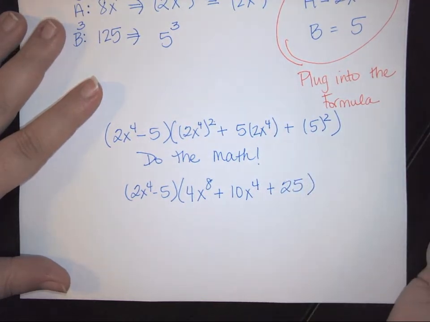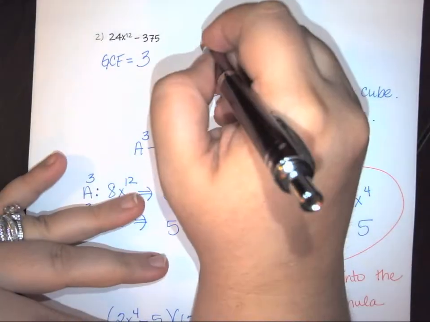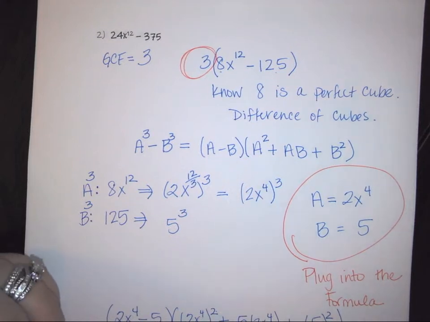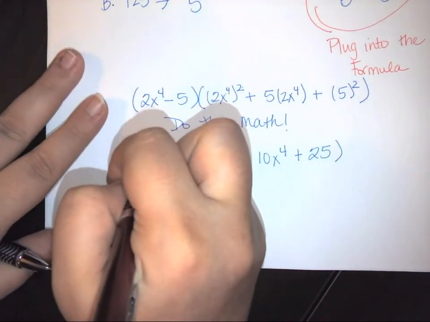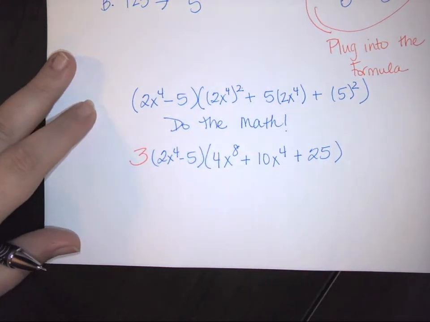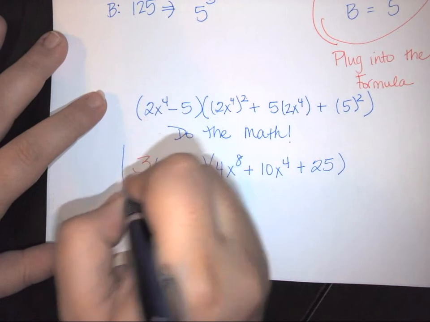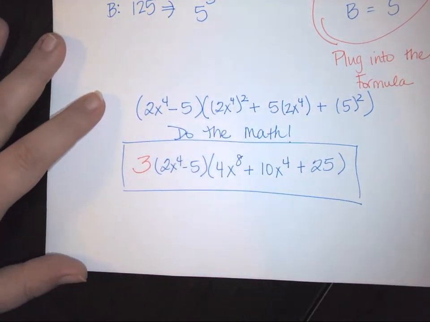Now the last thing we need to remember is when we started all of this, we had a GCF that we sent to their toy room. And so now it's time to pull it back out, which means you plop it down in front, and thus you have finished your problem. And this right here would be the factored form of what we started with.